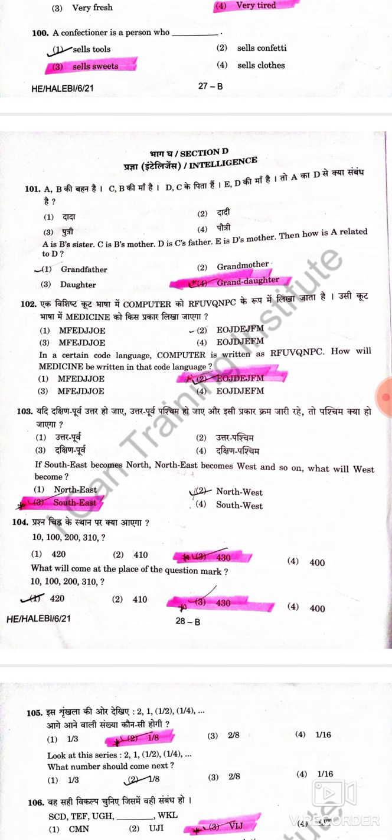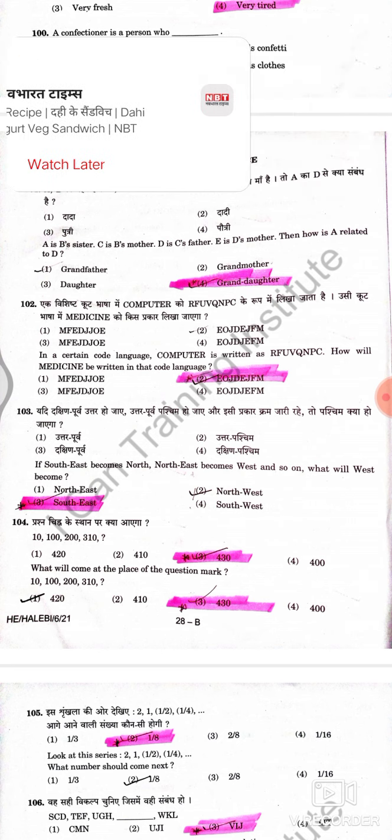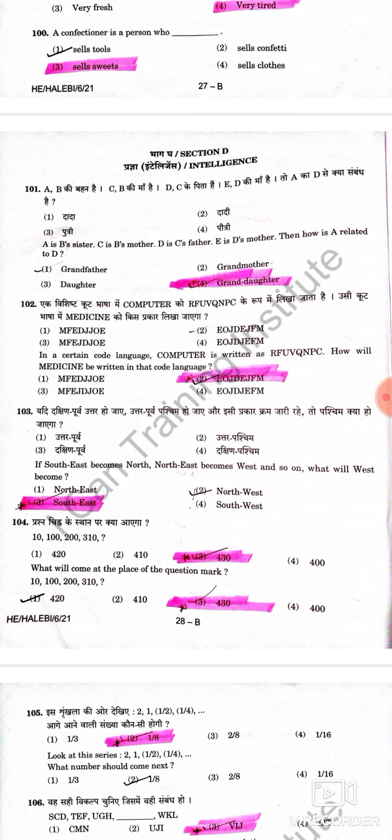Let's move to the section D, intelligence. Question number 101. A is a bee's sister, C is a bee's mother, D is a C's father, E is a D's mother. Then how is A related to D? And the answer is option number 4.